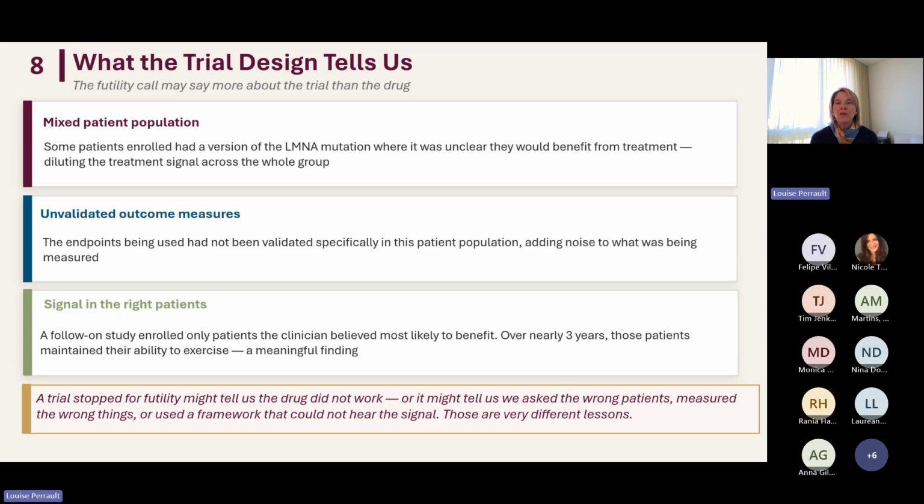I'm not saying every stopped trial should be reopened. I'm saying we owe it to the patients, especially patients with rare diseases who have no other options or very few options, to make sure we are learning everything we can from every study that gets run. These trials are very expensive, as you know. They take years, and real people participated in them. The least we can do is make sure we read the results carefully.